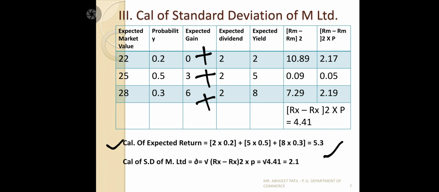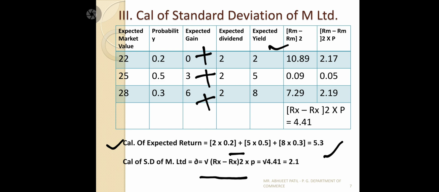So what is the standard deviation formula? Square root of the sum of (Rx minus Rx bar) squared into probabilities. Here Rx means we can take the M value, that is your Rm value, so we take actual return minus expected return, square it, and multiply by probabilities. So how do we find the actual return? It is given in the activity.